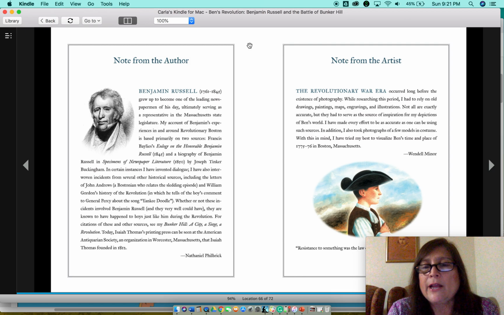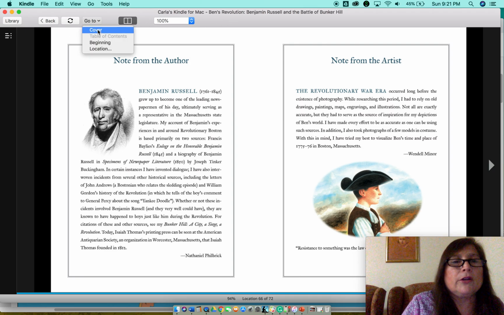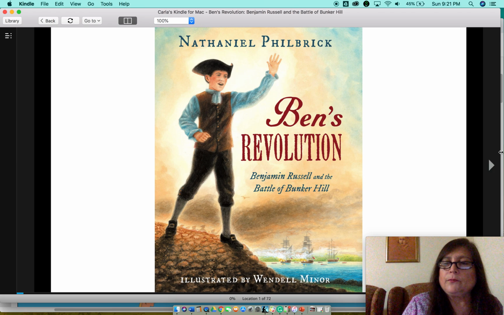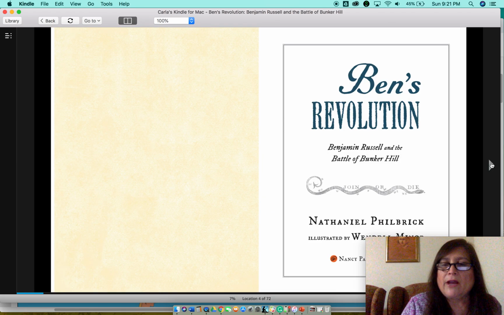In addition, I also took photographs of a few models in costume. With this in mind, I have tried my best to visualize Ben's time and place of 1775 to 76 in Boston, Massachusetts. Okay, so now we're going to go to the beginning. And here we have the cover. Here we have the title page.